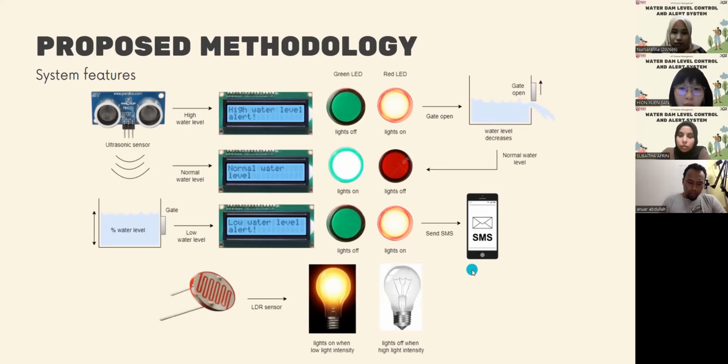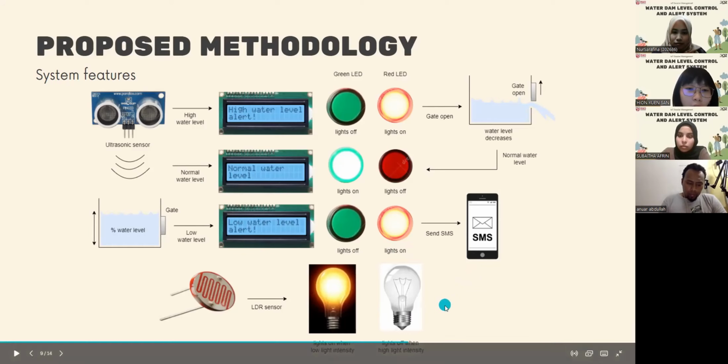And the extra feature is the automatic lighting feature, where the lights turn on when low light intensity is detected and turn off when high light intensity is detected.